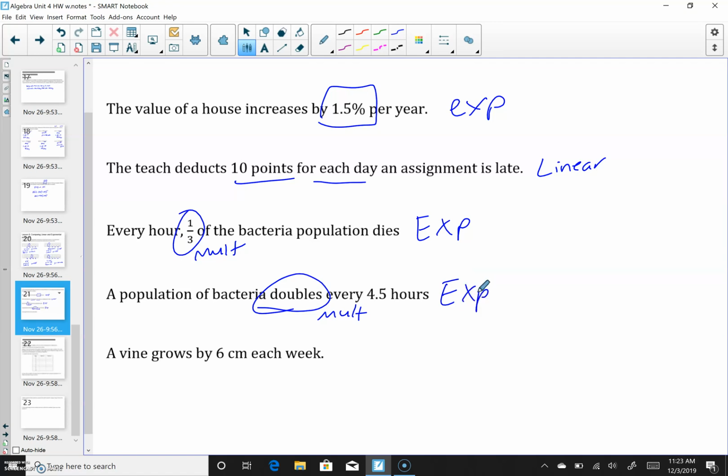A vine grows by 6 centimeters each week. Okay, it's going up by the same amount each week. Therefore, it is going to be a linear function. And that's some of the differences between our linear and our exponential equations.